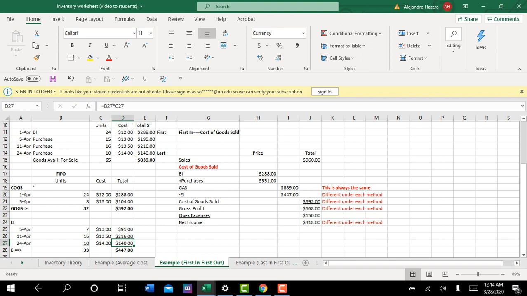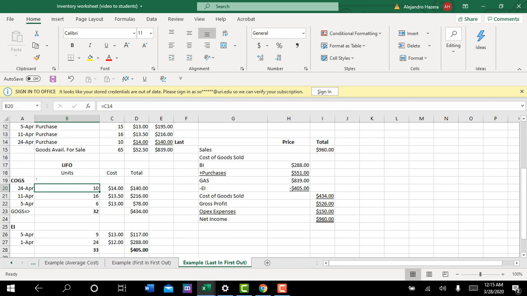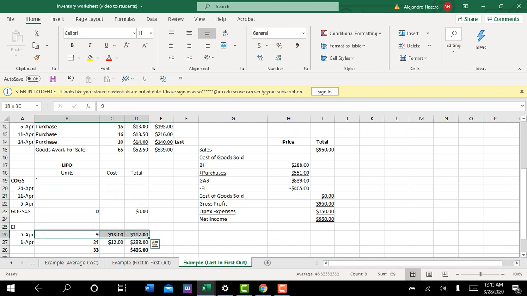Okay, now let's go on to our last example, which is last in, first out. And as you could guess, it's the exact opposite of first in, first out. So let's come over here, and this is last in, first out. I'm going to do the same thing that I did for the other example, because I want you to see where the numbers come from. I'm going to send you this exact spreadsheet, but I want you to be able to see where these numbers come from. So I'm going to erase these numbers here. We have the same tables. You've got your inventory records and your goods available for sale.